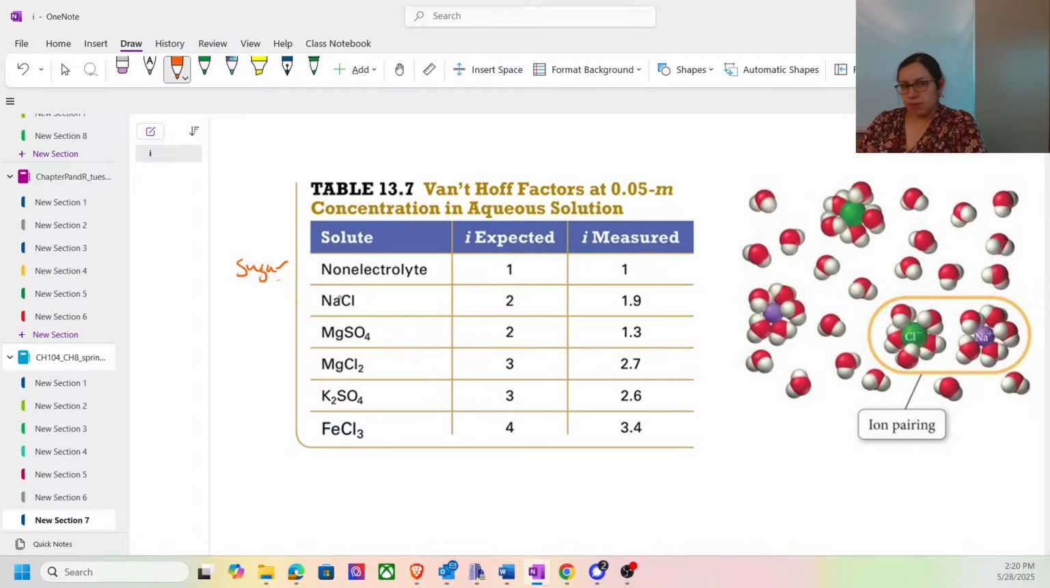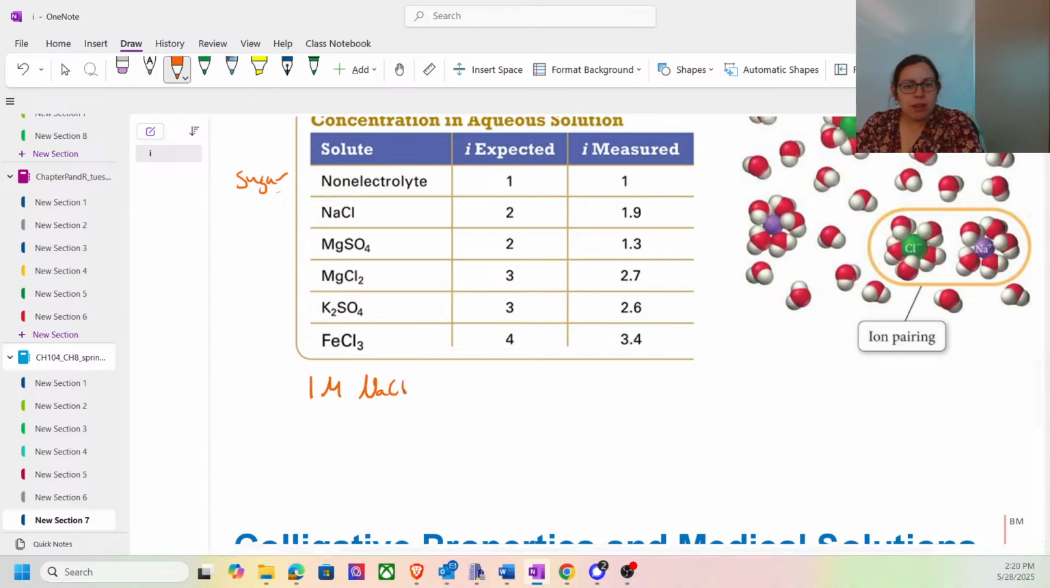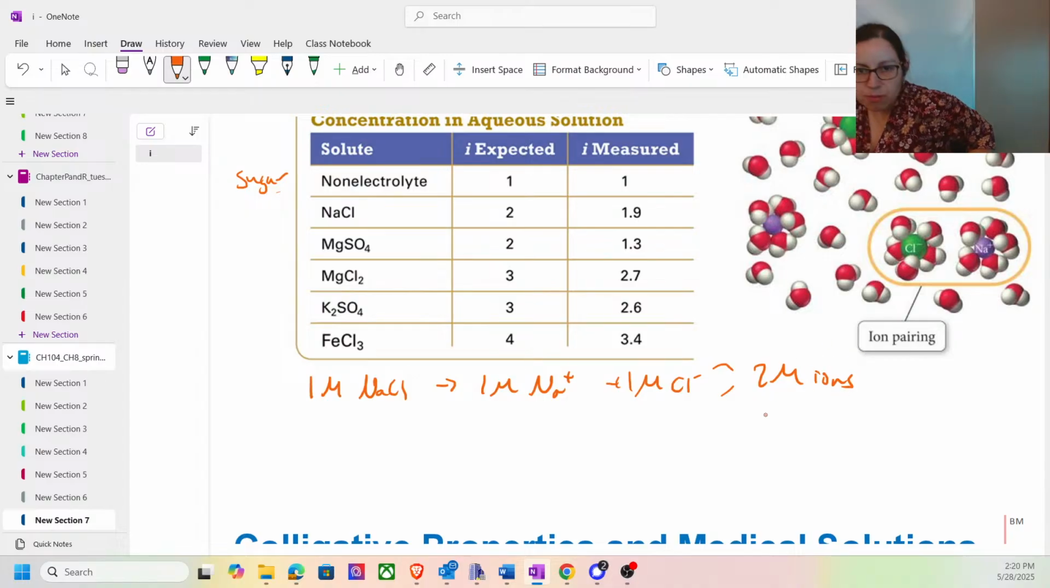But now, if we look at sodium chloride, and let's say we have a 1 molar solution of sodium chloride, once it dissociates, I'm going to have 1 mole of sodium and 1 mole of chloride ions. So I have a total of 2 molar of ions in solution. And so it's making more dissolved particles.